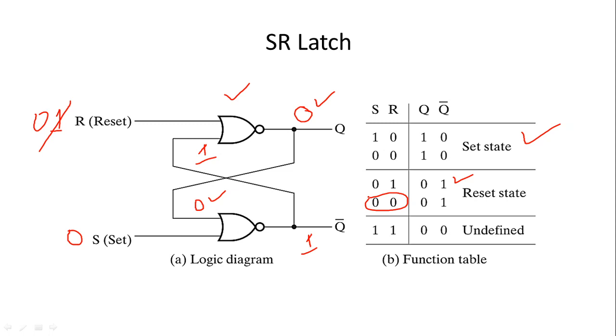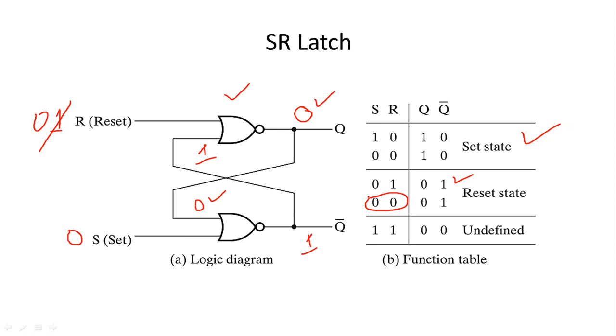So even if the state is set or reset, we can change our input to 0 0. The SR latch will contain this information until we change our inputs, or we just set or reset again, it will hold this previous state.